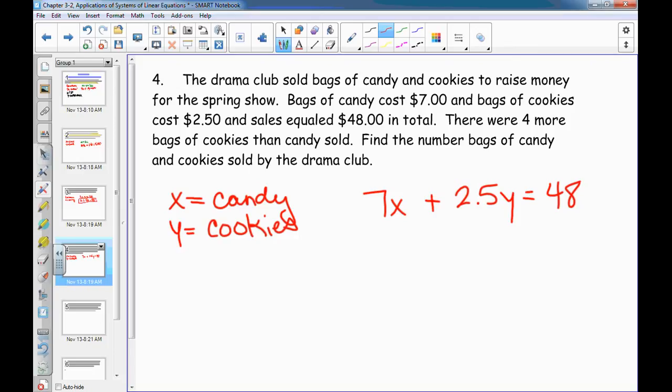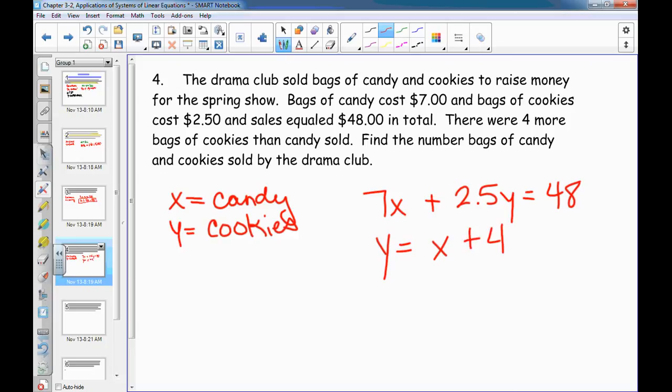Okay, so now there are 4 more bags of cookies than candy sold. There are 4 more bags of cookies. So I need to find my cookies, right? So what does my cookies represent here? So that means Y is equal to what? My candy. How much candy did I sell? Do I know? No, so how much candy did I sell? X and 4 more. Plus 4.